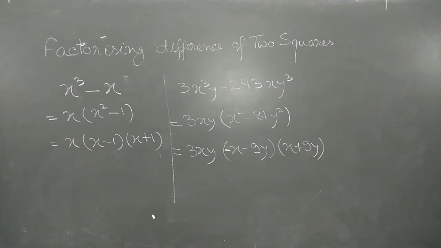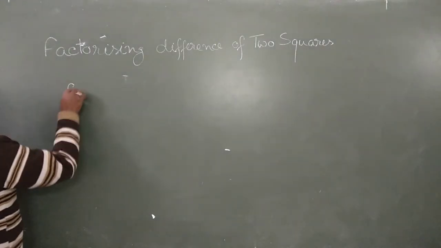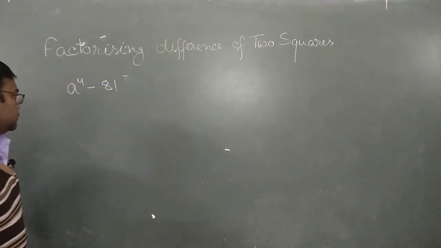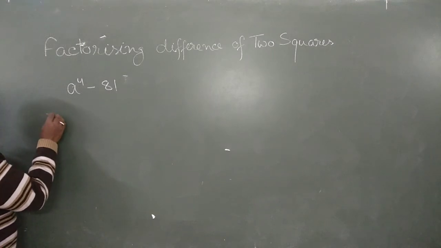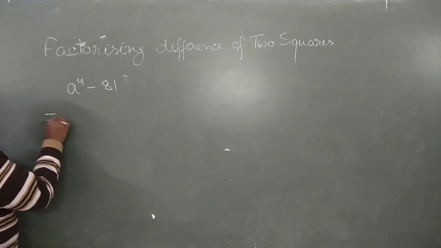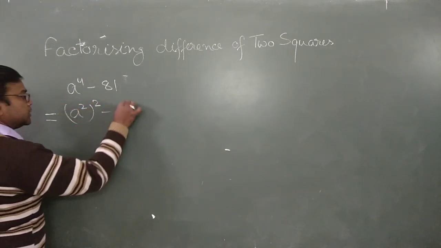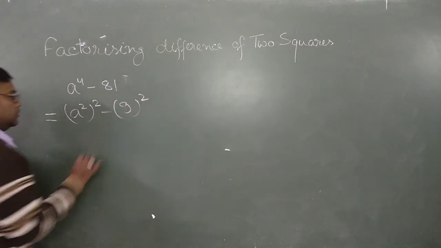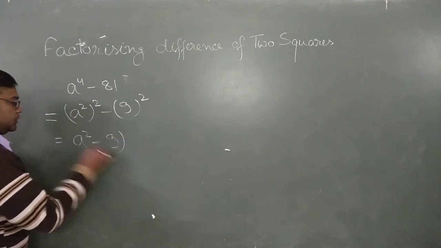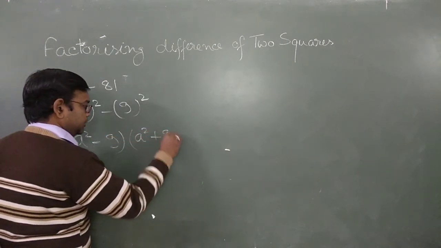This is a question: a to the power 4 minus 81. Factors you have to find out. Always remember, in this type of question, we have to write down the complete factors. First, we write down the square root minus 9 square. I think this one is clear. You can easily write down a square minus 9 and a square plus 9.